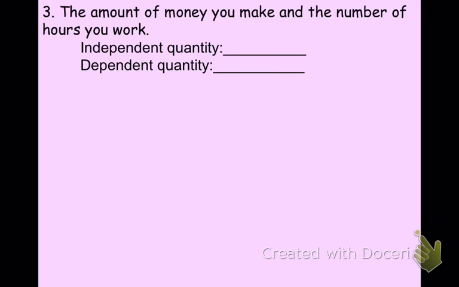Let's go to the third one. It says the amount of money you make and the number of hours you work. So we have two quantities here: the amount of money you have and the number of hours you work. Which happens first, the money you earn or the working itself? You're not going to earn money unless you actually work some hours. So what comes first is how many hours you work. The more hours you work, the more money you make. So hours comes first, money comes after you've worked. So the money depends on the hours. We have our independent and our dependent: hours worked, and money you make, or amount of money.